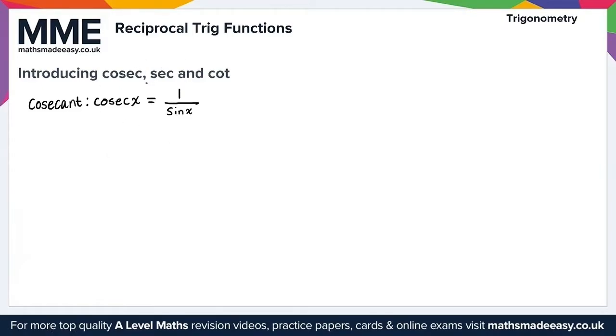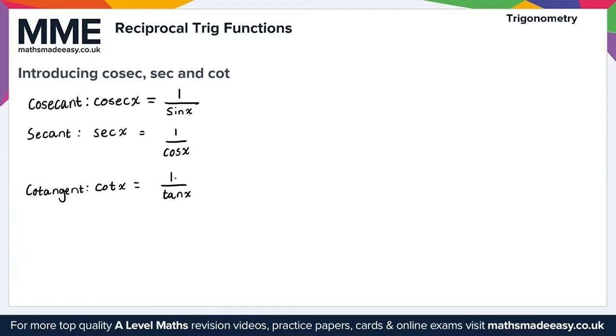The next one here is sec, which we denote as secant. So we'd write this as sec x, and here this is 1 over cos x. And finally, we arrive at the final reciprocal trig function, which is cot. So here, this is for cotangent, which we denote as cot x here. And here, this is simply 1 over tan x.